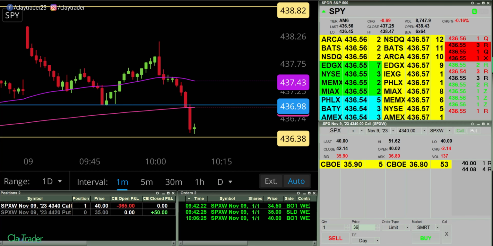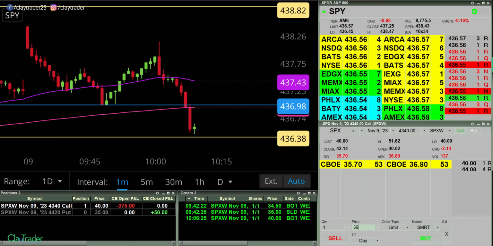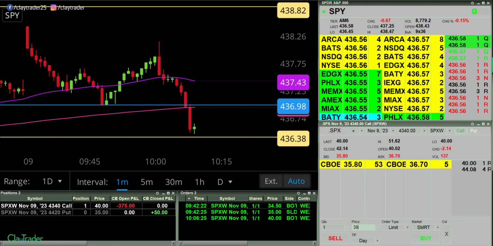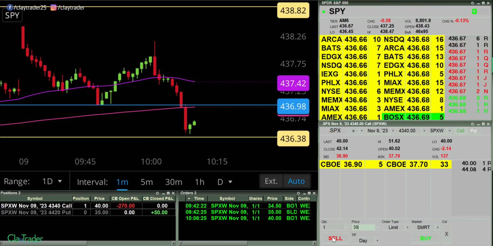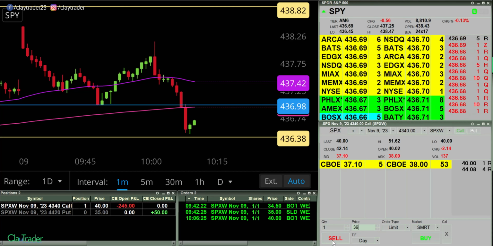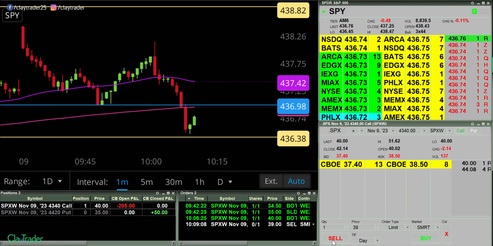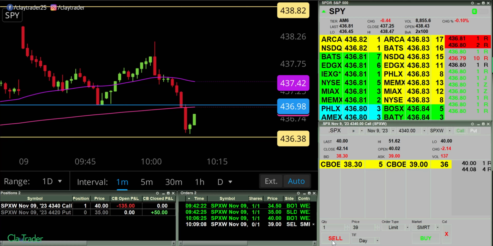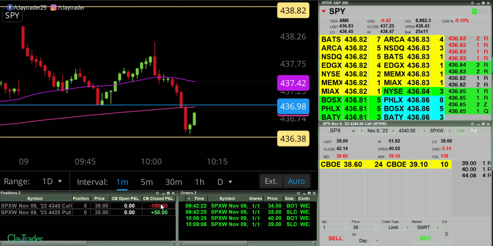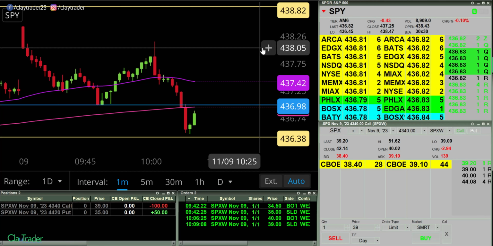I'd like to see some sort of bounce here. I'm no longer looking to make a gain on this trade. If I can minimize the loss, though, that would be ideal. So out for a $100 loss. Well, greed certainly cost me on that one.